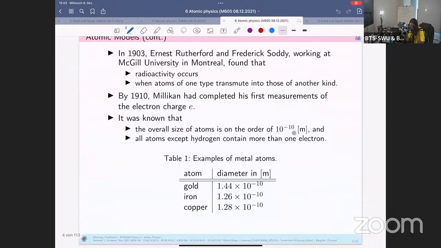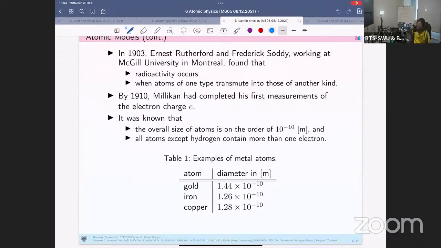And it was known that the overall size of the atom is on the order of 10 to negative 10 meter, or simply speaking, an angstrom. And all atoms except hydrogen contain more than one electron. Every atom except hydrogen has a number of electrons greater than 1. They have at least 2 electrons.